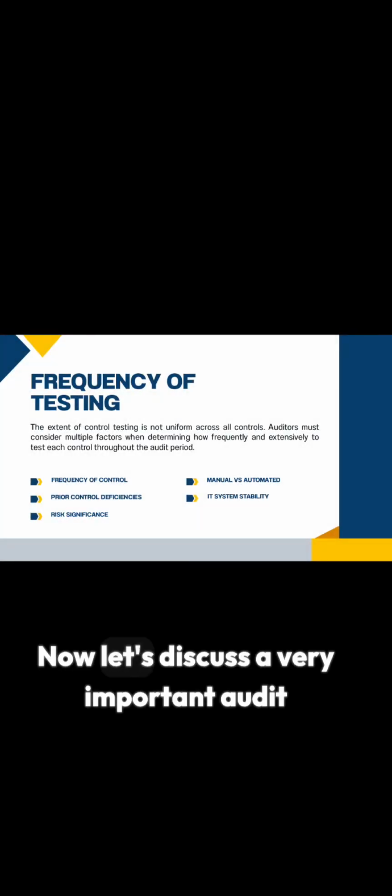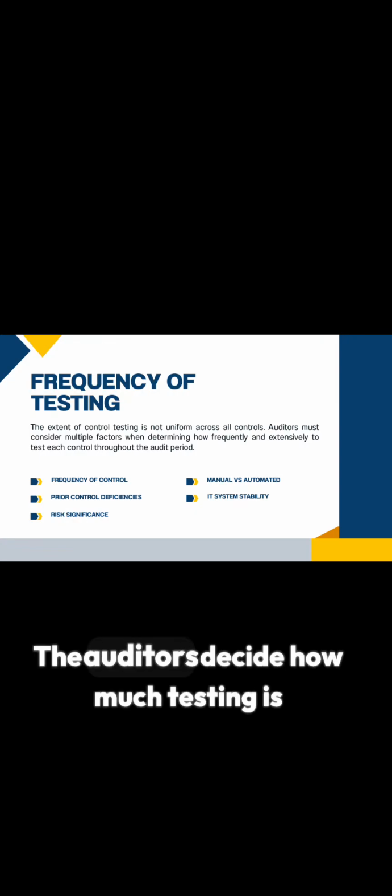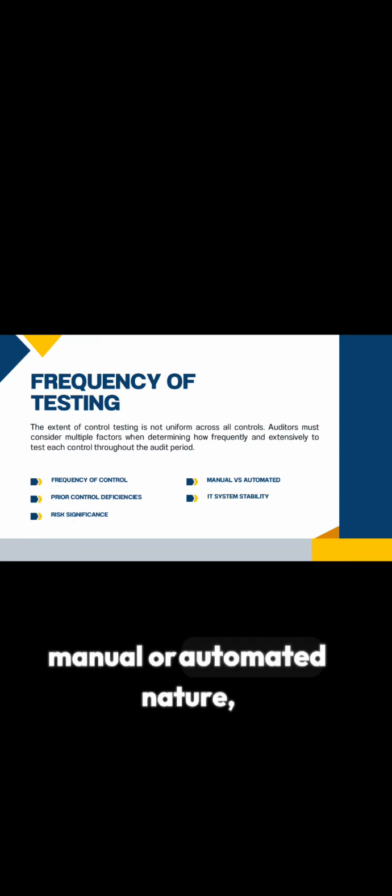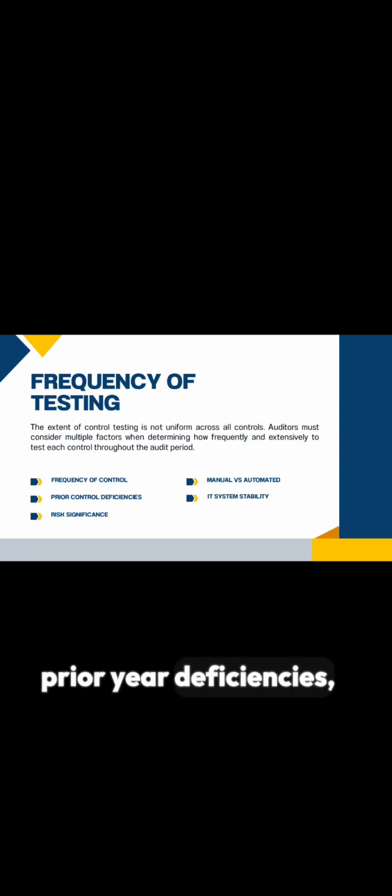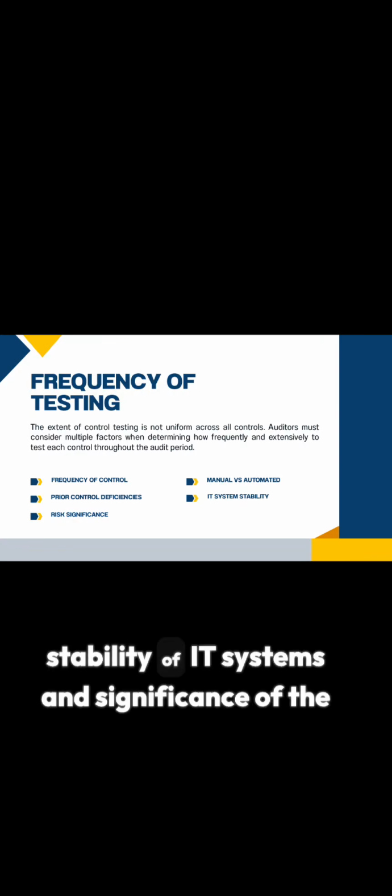Part number 6, frequency and extent of testing. Now let's discuss a very important audit concept, frequency of testing. The auditors decide how much testing is required. This depends on frequency of control operations, manual or automated nature, complexity of the control, prior deficiencies, changes in personnel, stability of IT systems, and significance of the risk.